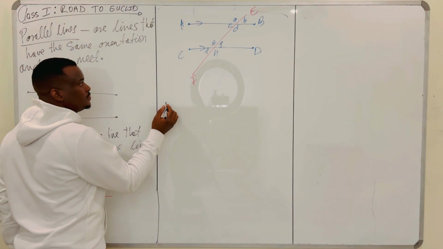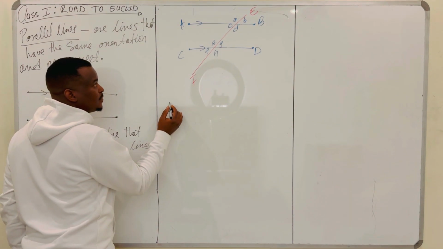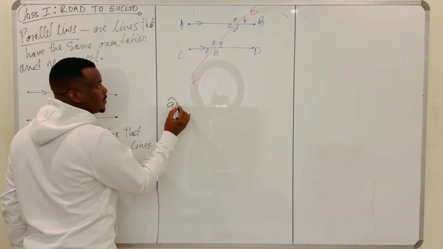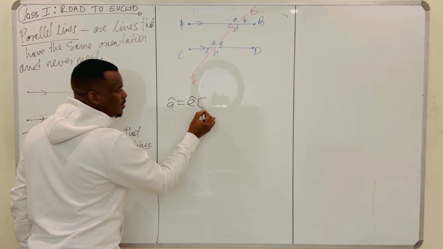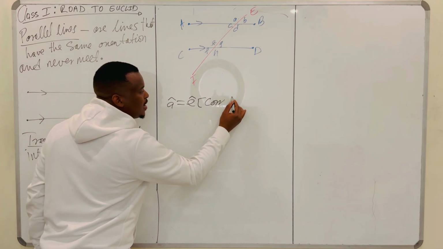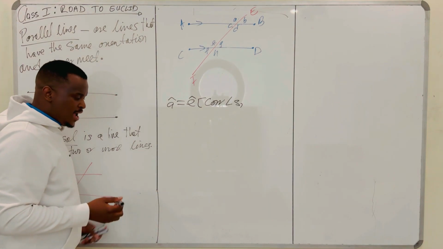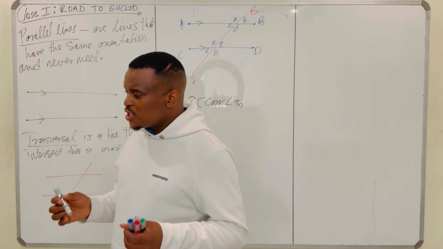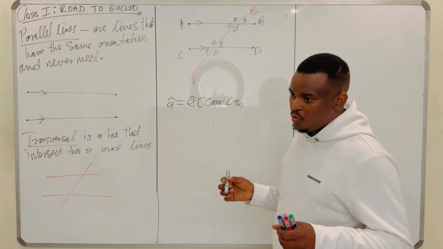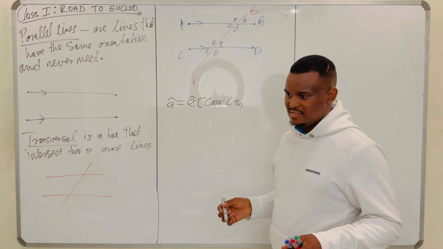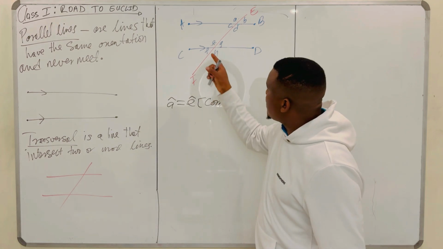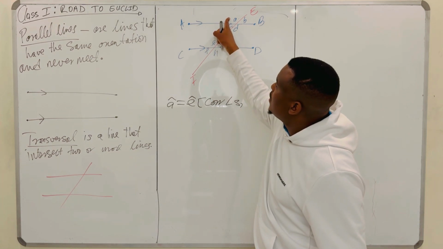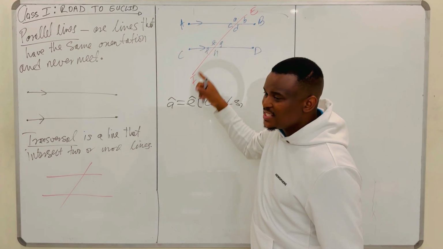A and E. Angle A is equal to angle E. Why? They are corresponding angles. And your corresponding angles are only equal if the lines are parallel. Your corresponding angles, A and E, will be equal if the lines are what? Are parallel.